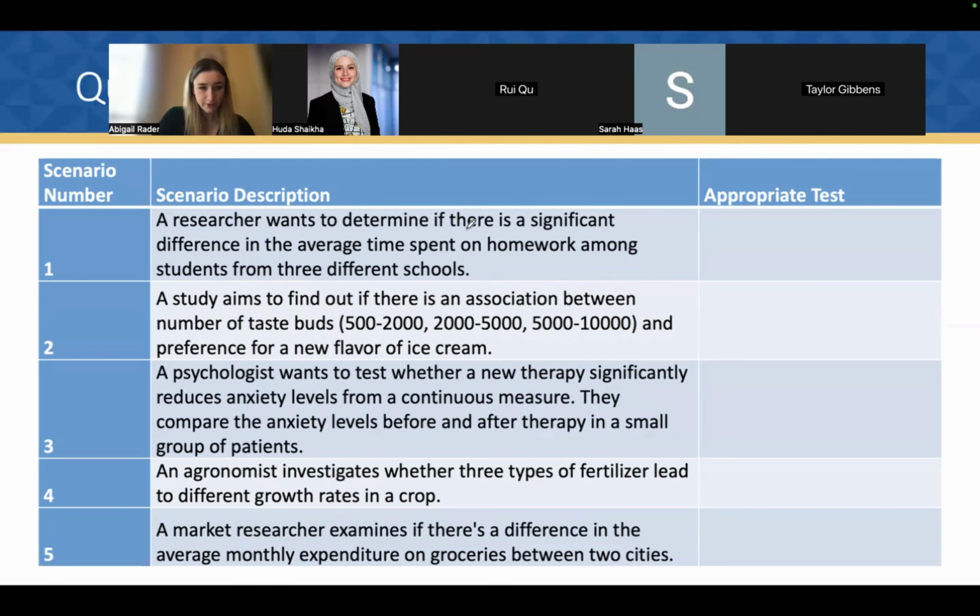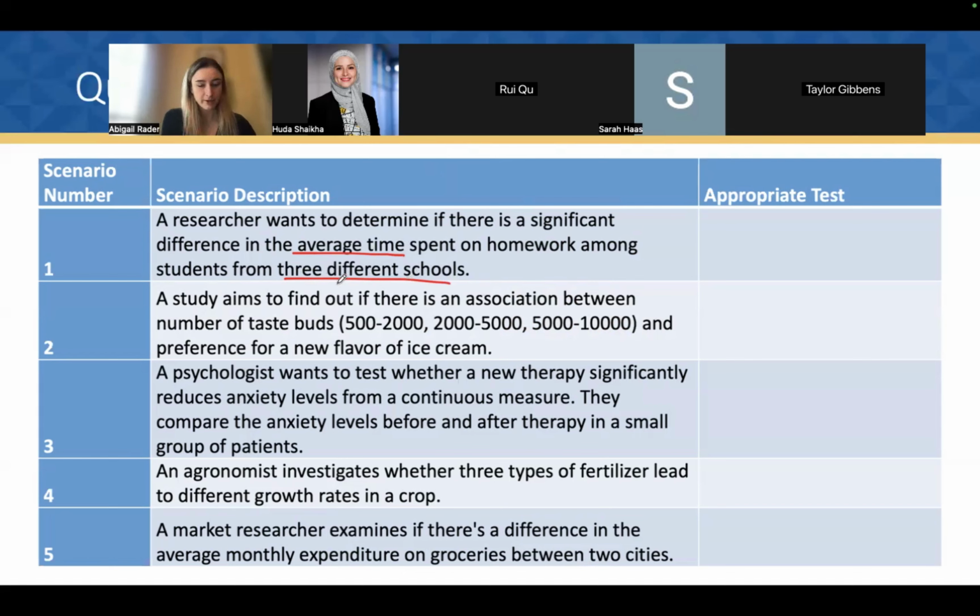Okay, so the first one, we say it's average time. That tells us this is probably going to be a continuous variable at 3 different schools, 3 different groups. With 3 different groups, we know it's going to have to be an ANOVA or a chi-square, but because we're working with continuous data, it's going to be an ANOVA. Cool.